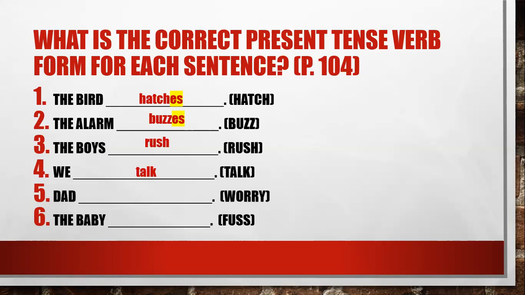At number 5, we identified the subject, dad, which is a singular subject. So with a singular subject, the verb changes according to the rules. And for this verb, we used rule number 3, which talks about verbs ending in consonant and Y. Number 6, the baby fuzzes, and we changed the verb because the subject is singular, okay? And for fuzzes, we applied rule number 2.